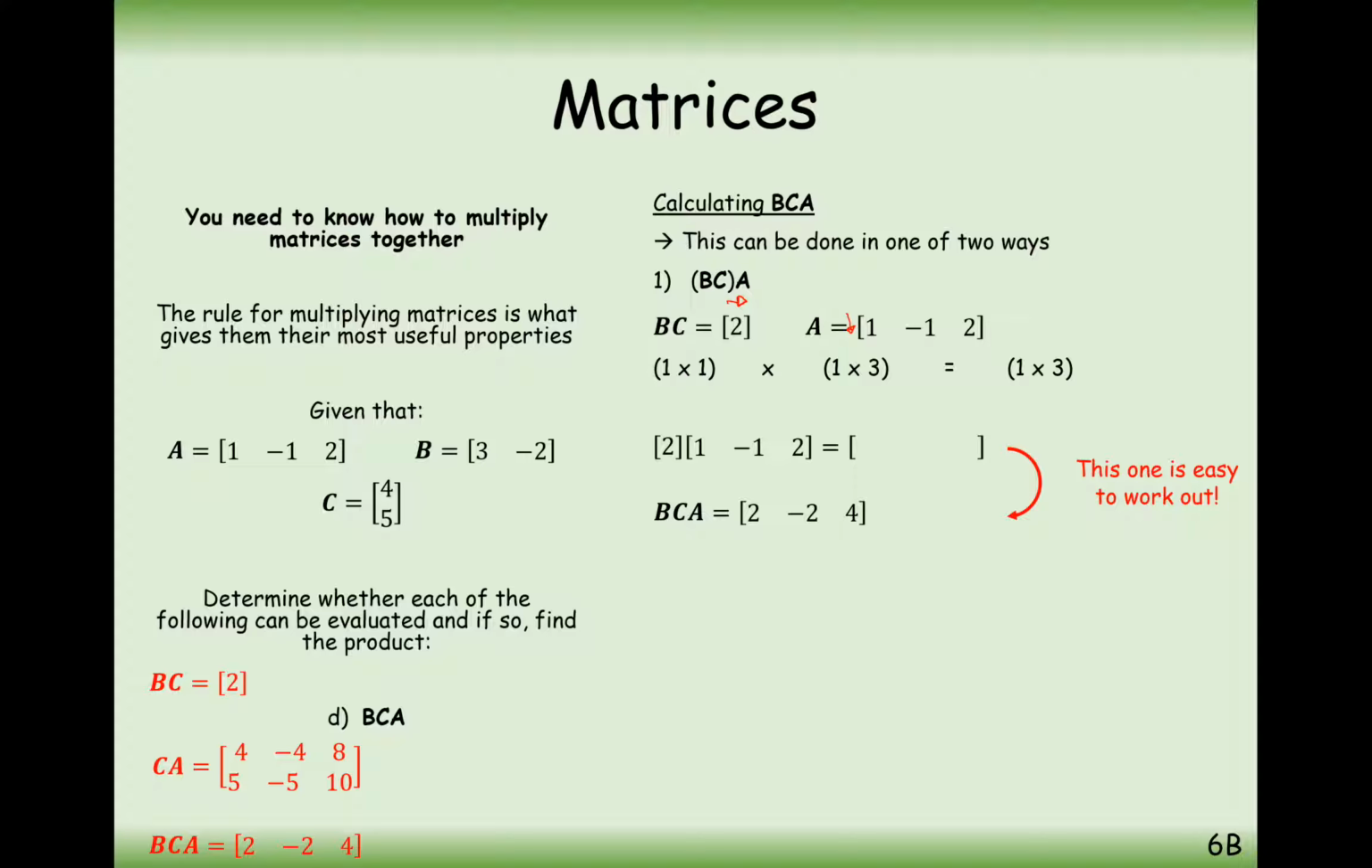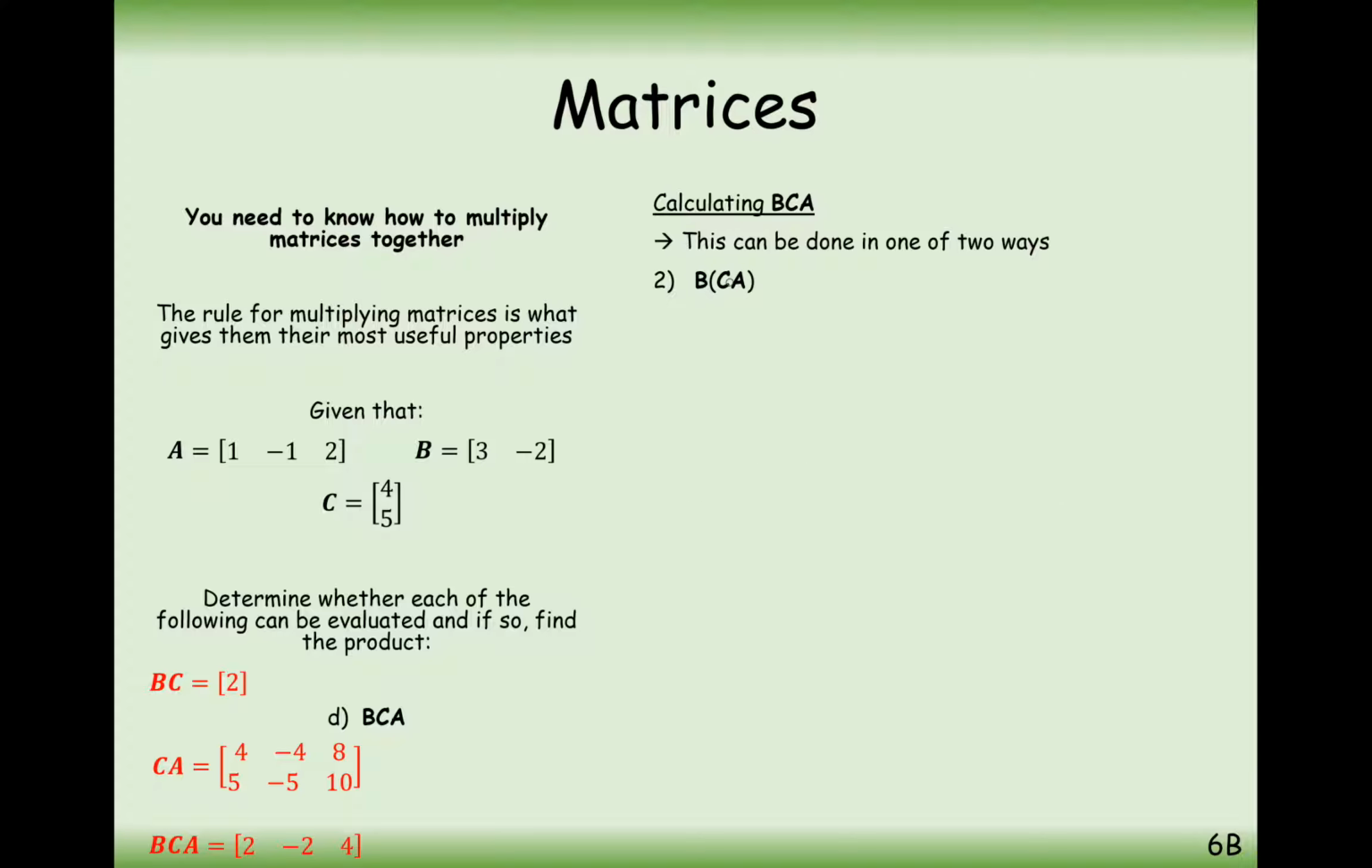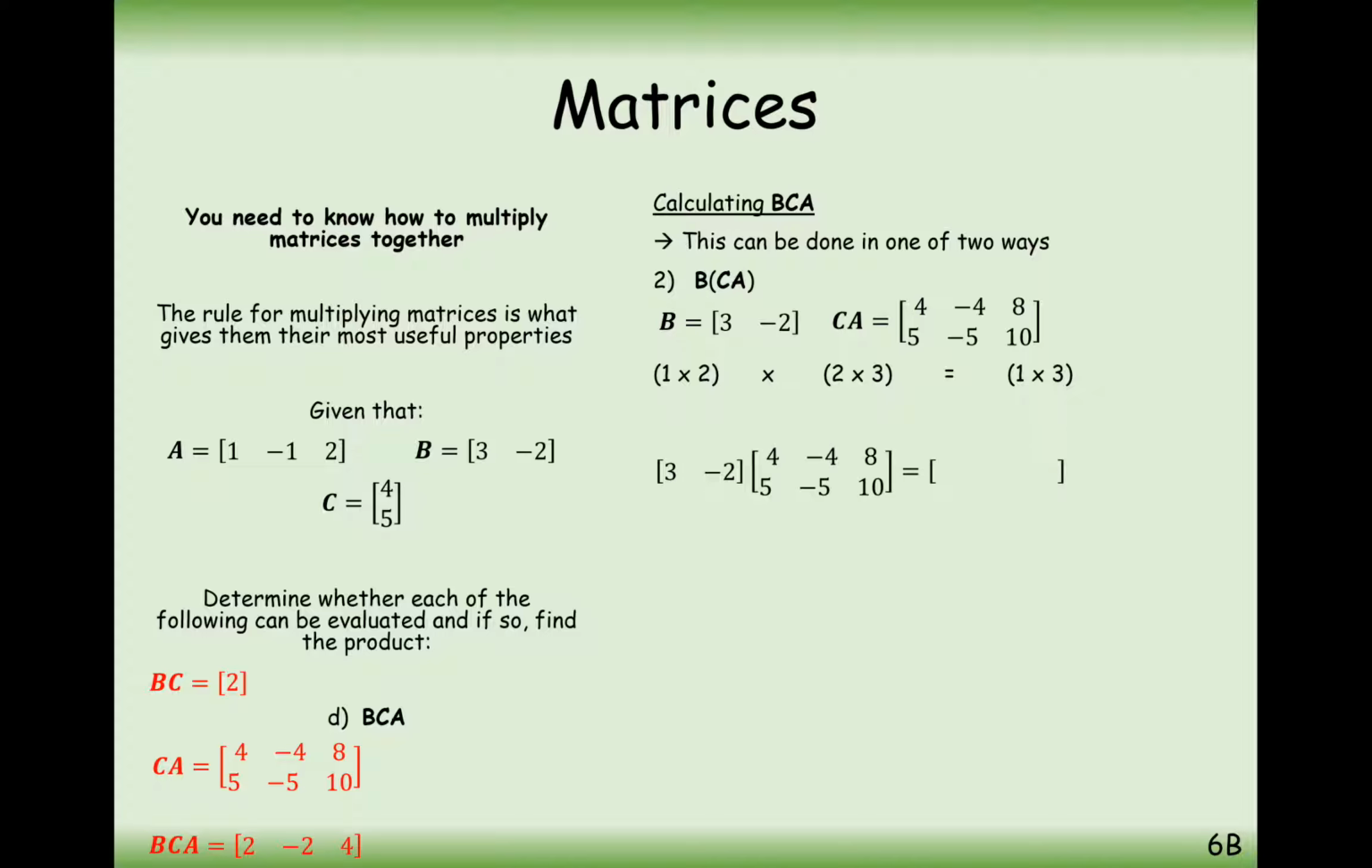Let's try and do it the different way, so multiplying C and A first. That was our previous answer of 4, minus 4, minus 8, 5, minus 5, minus 10. And then we need to pre-multiply that by the matrix B. So make sure that B goes first, and then the CA matrix goes second. Now looking at this, we go along by 2, but we can also go down by 2, so the dimensions do match up here. So now let's work out the calculations here.